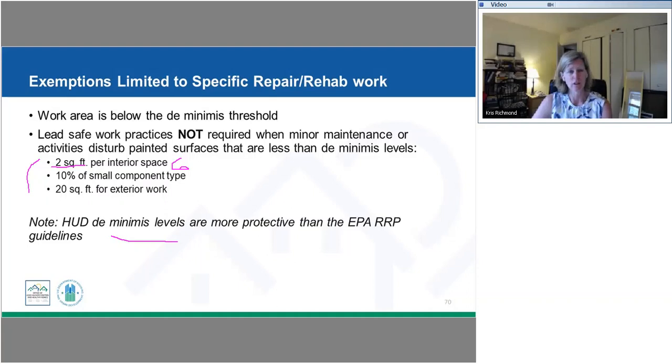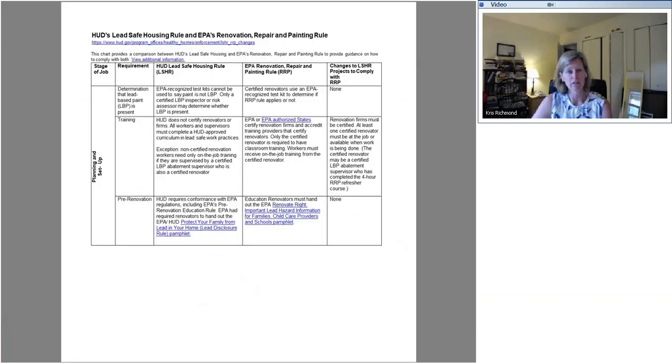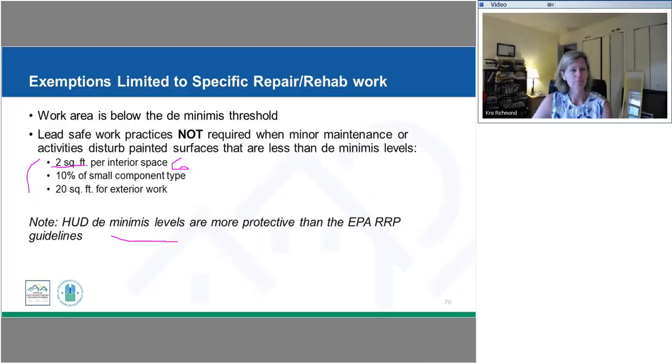Les is also going to go over this handout that we have here. It's the RRP handout that compares HUD's lead safe housing rule to the RRP rule as well.